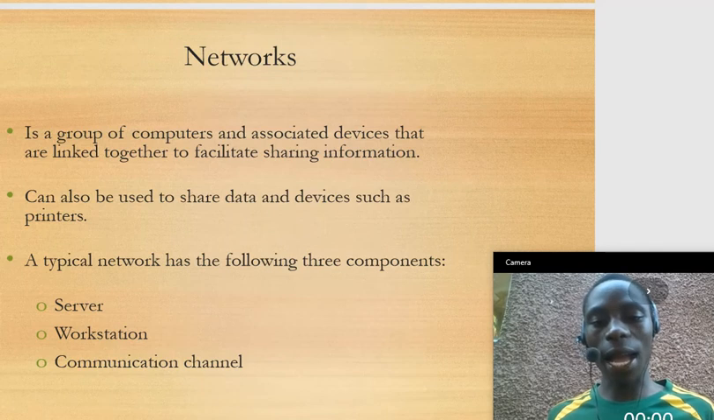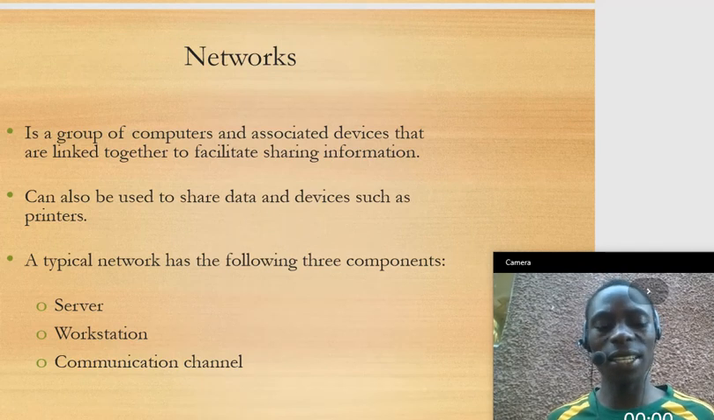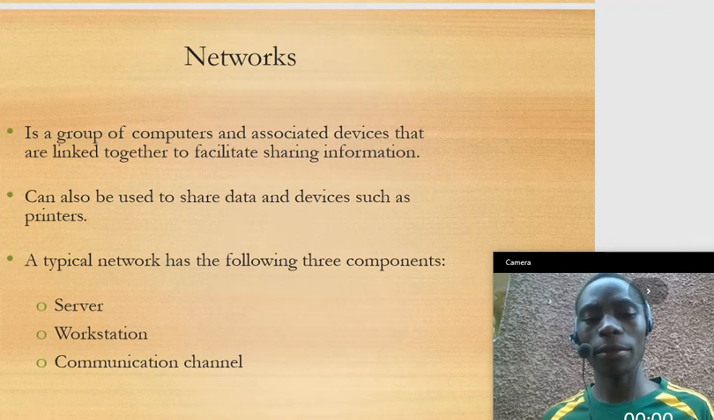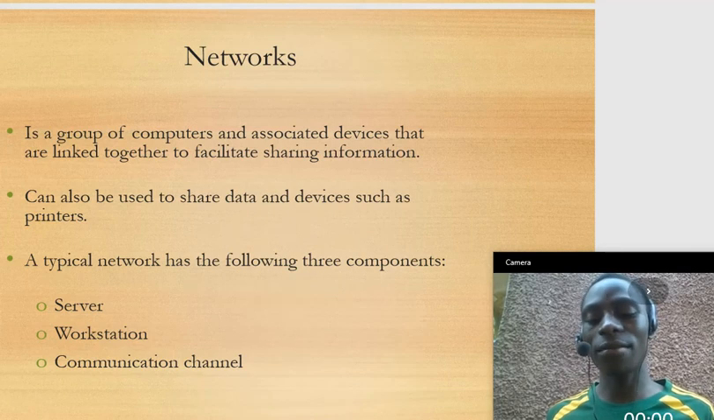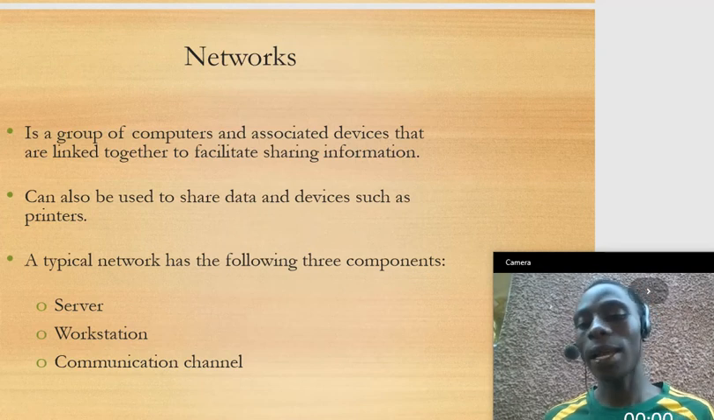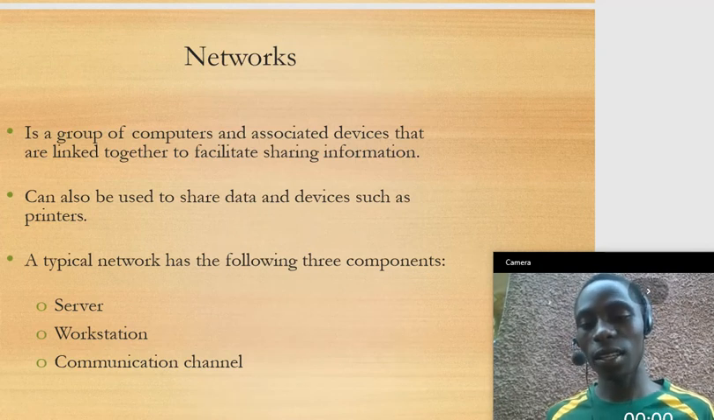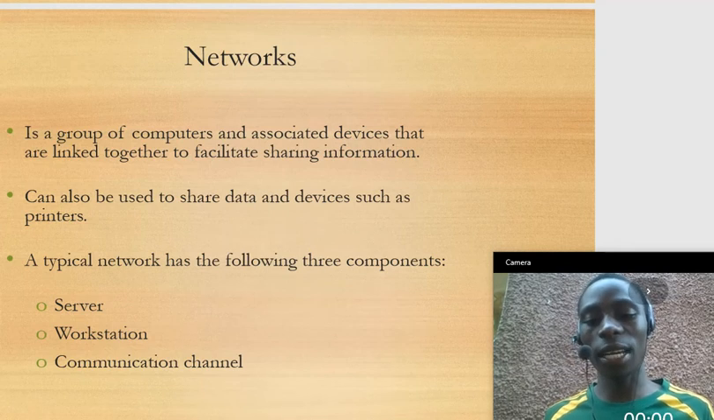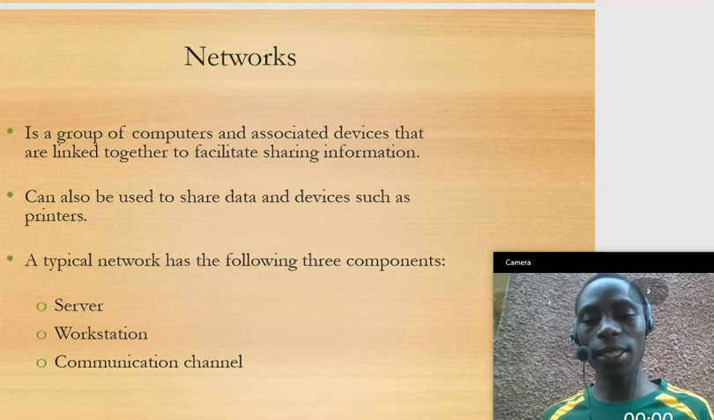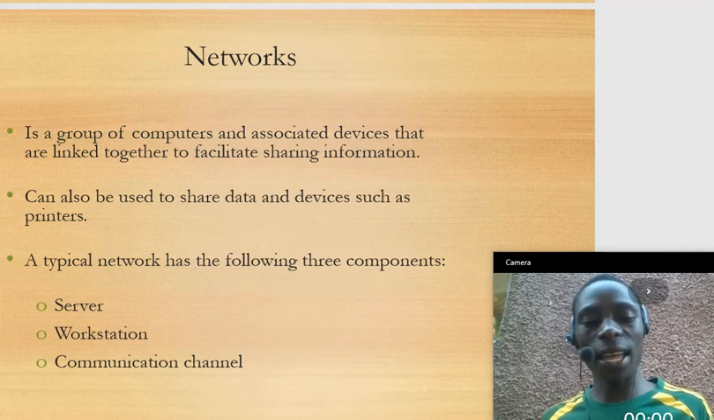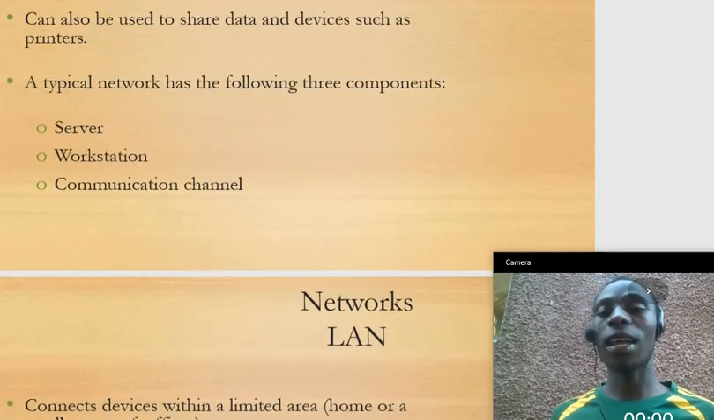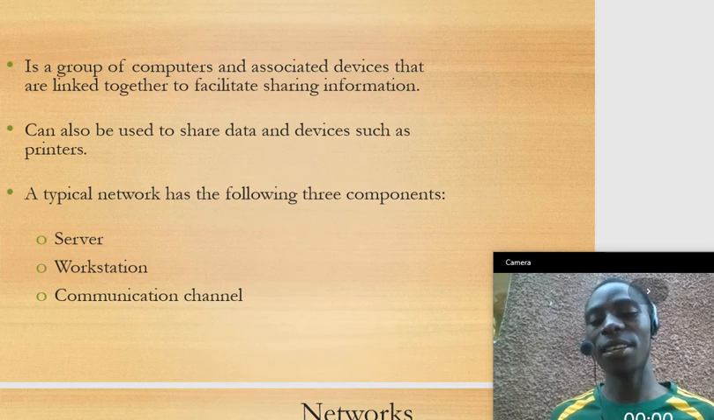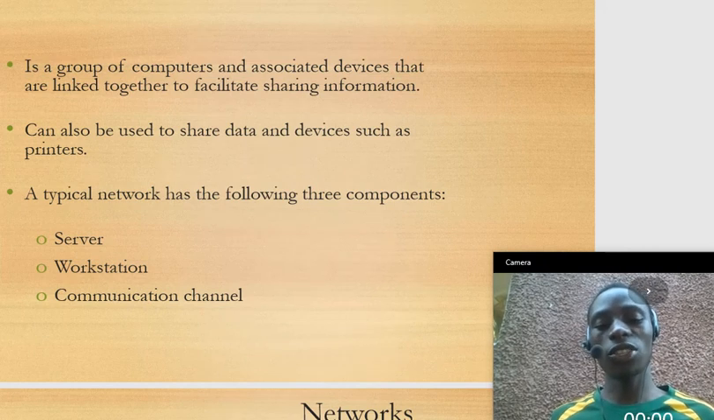So a typical network has the following three components. We are going to look at these components that make up a network, a typical network. So we expect something to be called a network to have a server. It should have a workstation and a communication channel. The three components make up a network. Okay, they make up a network. So at some levels, I think we shall look at what a server is, what a workstation is, and what a communication channel is.